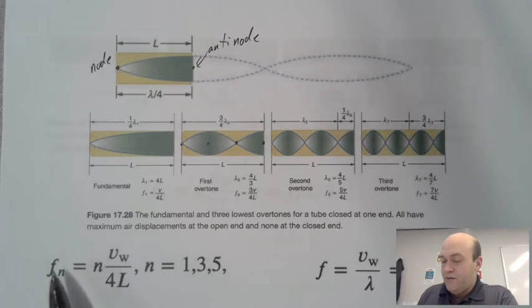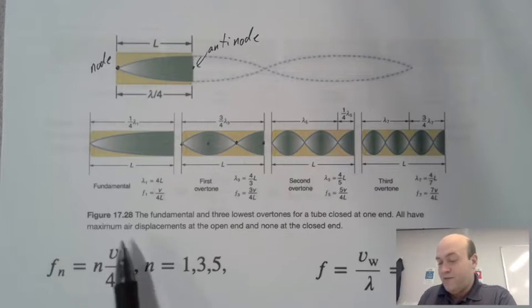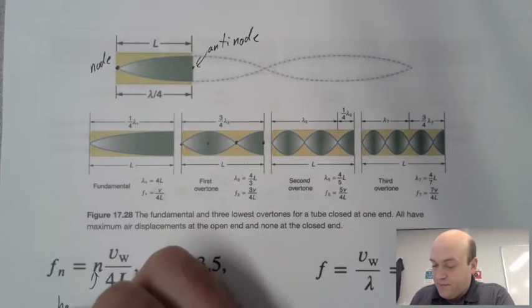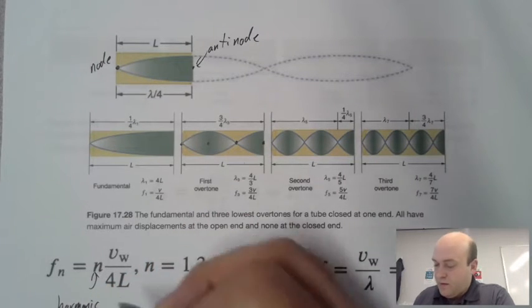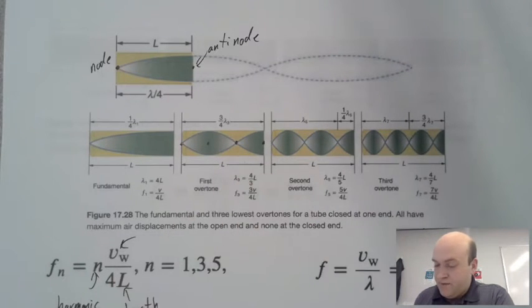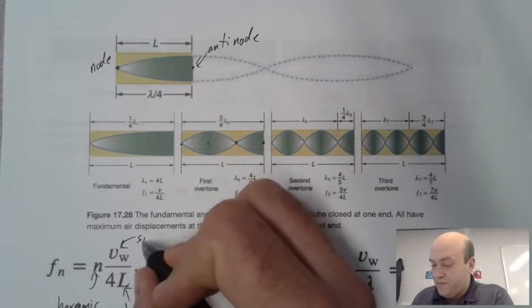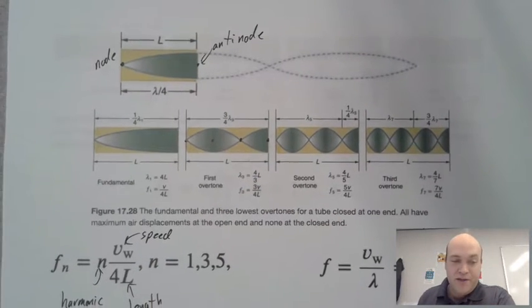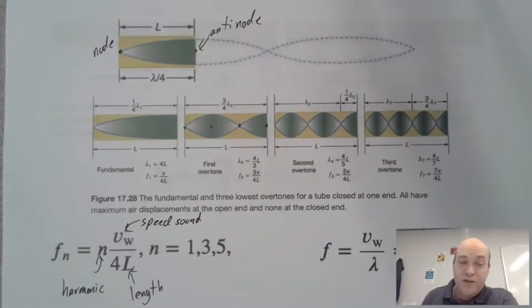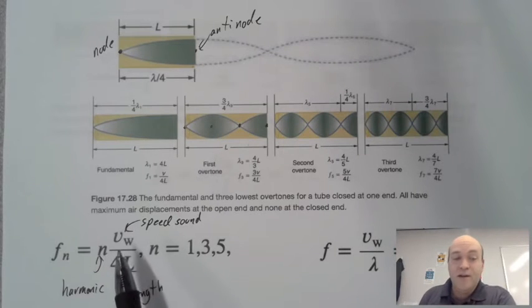And to deal with this situation where we've got different harmonics, we've got this formula where n is what harmonic we're at, L is the length of the tube, and this V_w is the speed of the wave. But since we're going to be talking about sound here, it's the speed of sound. Now, it's important to note that the speed of sound does change with temperature, so depending on what temperature it is, the tube will resonate at a different frequency.